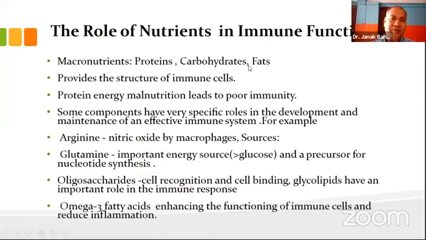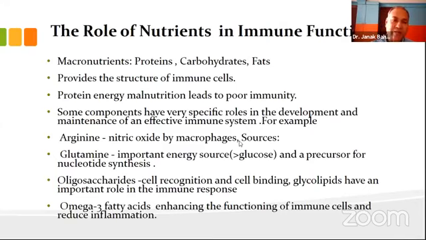Some of these nutrients play a very specific role in our immune system, like the amino acid arginine, which macrophages use to produce nitric oxide to kill bacteria, and glutamine, which is an important source of energy for immune cells, more than glucose. Glutamine is used by the immune cells for energy.